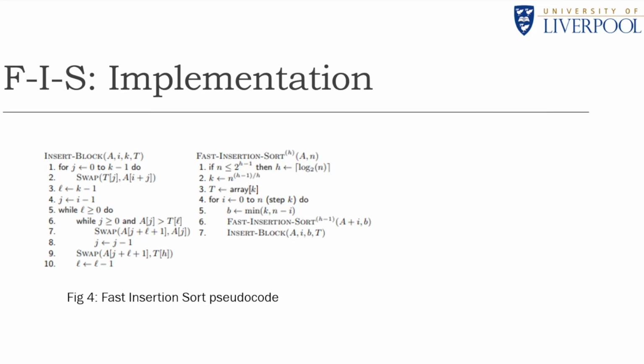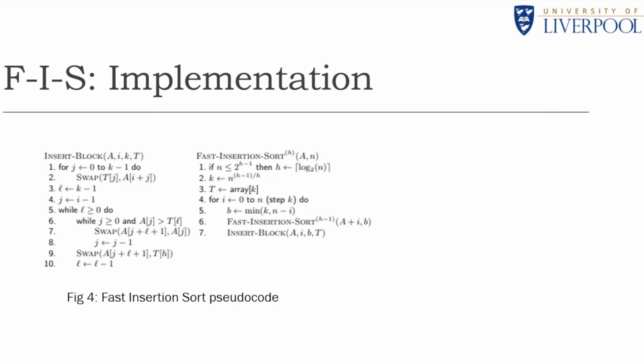The algorithm from line 4 is based on an iterative cycle on the variable I. Just like in vanilla insertion sort, at the beginning of each iteration, the left portion of the array, from index 0 to I minus 1, is assumed to be already sorted. Then, the algorithm sorts the elements in block I to I plus k minus 1, which has the size of k, by calling fast insertion sort on line 6 recursively.